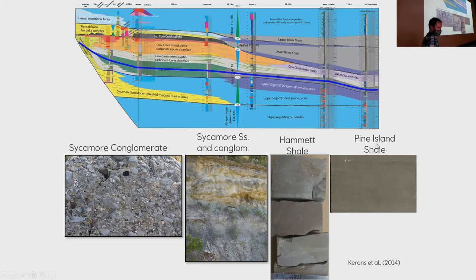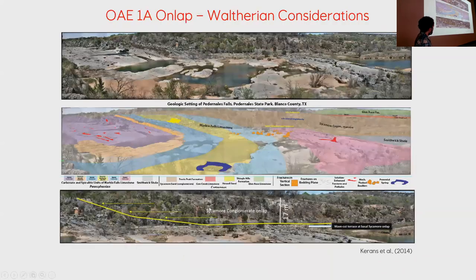And then as we transition inboard, there's some reworked material and conglomerates. In the reworked material, we don't find any evidence of Cretaceous carbonates. It's older carbonate material. And then some more conglomerate inboard there. And the neat thing about this system is that we're able to actually go to certain settings and walk on the Cretaceous beach. So we're able to see what it must have been like there.